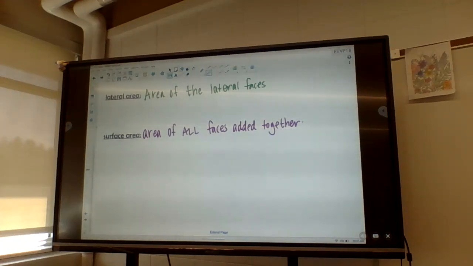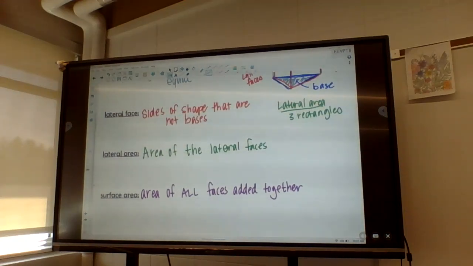So in this problem, the bases are each triangles. So I would basically have 5 different areas to add up. So when you guys are ready, we'll flip the page over.